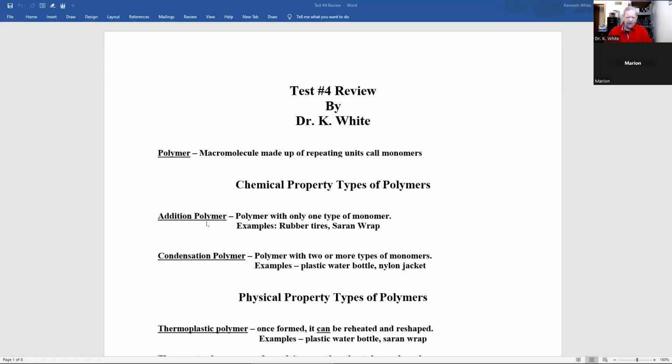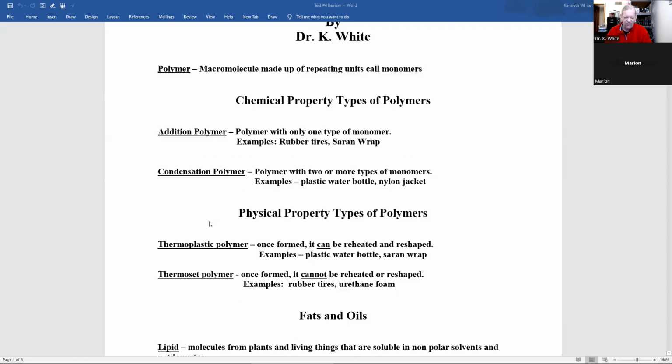And you should know that a polymer with only one type of monomer is an addition polymer. Addition polymer has only one type of monomer. You should know examples of that are rubber car tires and saran wrap. There are others, but those are key ones.